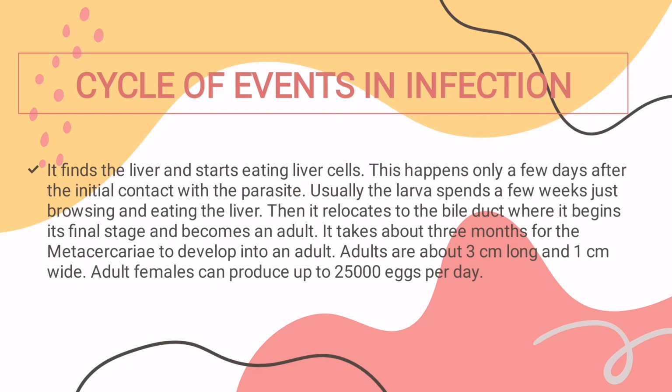The cycle of events in infection. The larva finds the liver and starts eating liver cells. This happens only a few days after the initial contact with the parasite. Usually the larva spends a few weeks just browsing and eating the liver. Then it relocates to the bile duct where it begins its final stage and becomes an adult. It takes about 3 months for the metacercariae to develop into an adult. Adults are about 3 cm long and 1 cm wide. Adult females can produce up to 25,000 eggs per day.